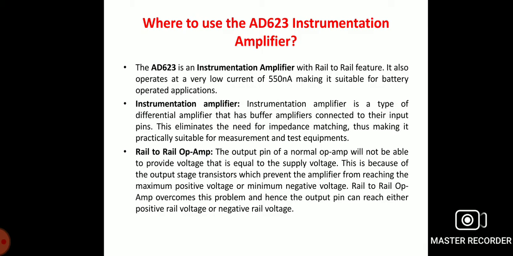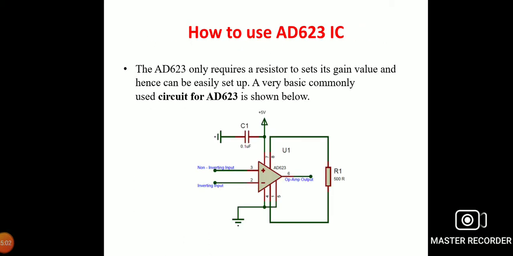Now we move on to how to use the AD623 IC. The AD623 only requires a resistor to set its gain value and hence can be easily set up. A very basic commonly used circuit for AD623 is shown in the figure. The IC is powered using pin 7 and pin 4. Here I have used a single supply voltage of plus 5 volt, hence pin number 4 is grounded.